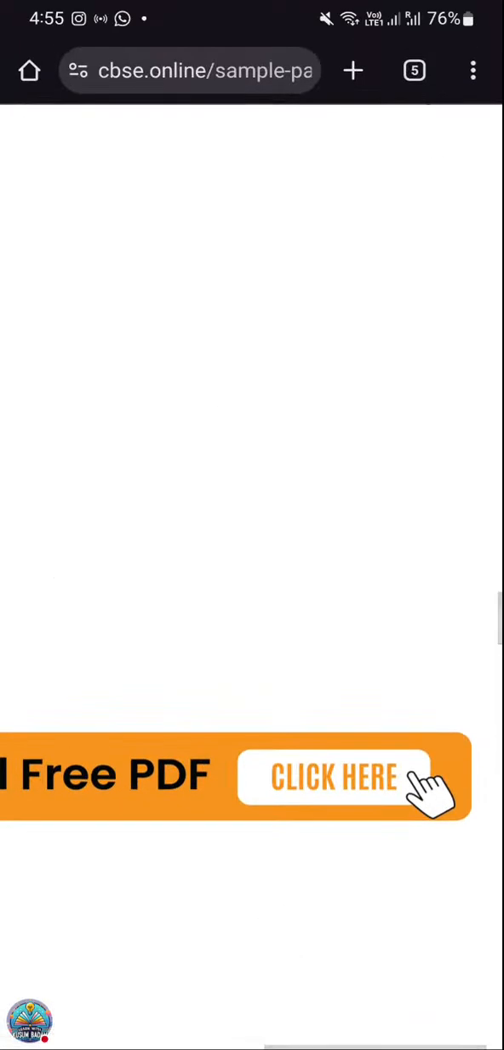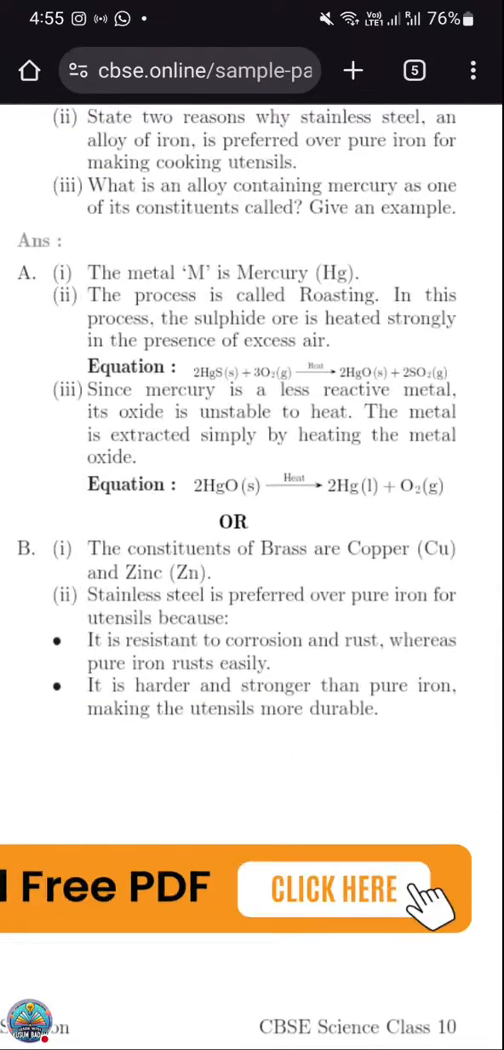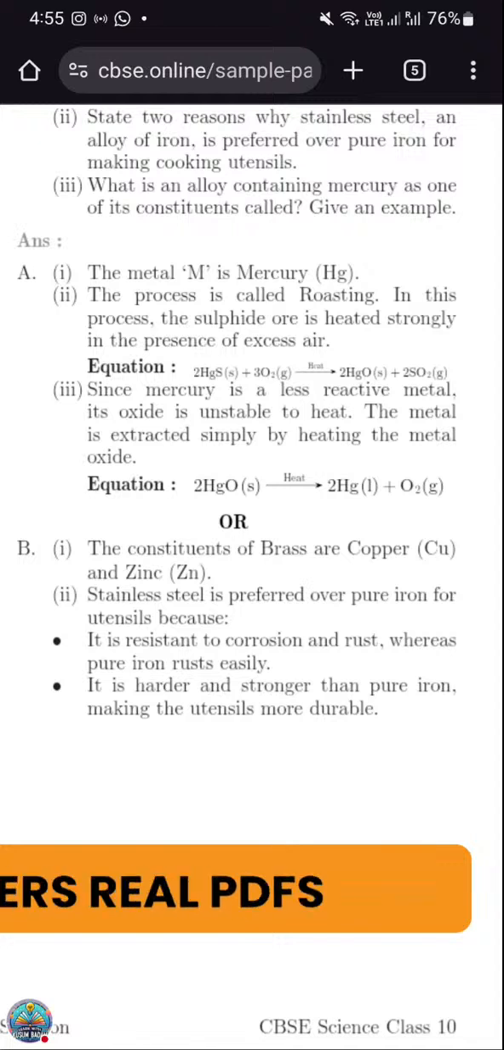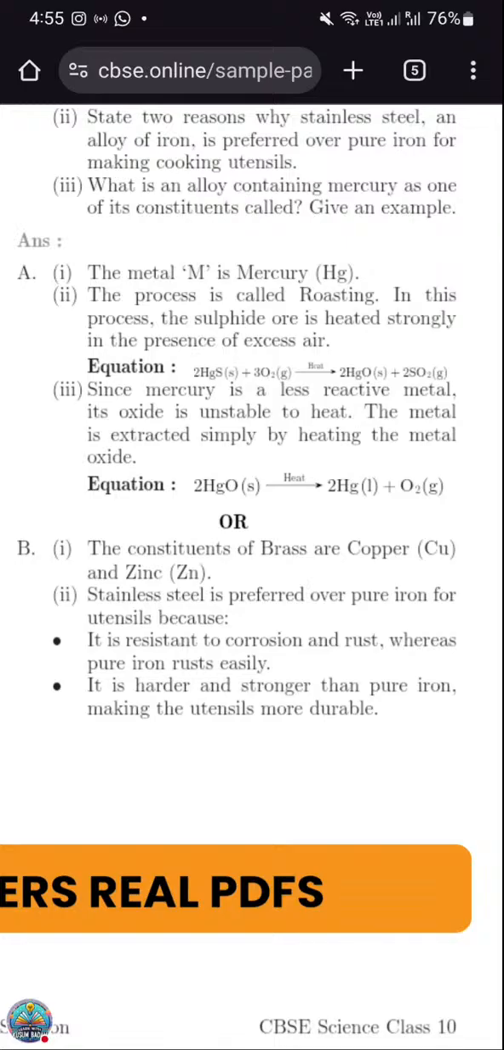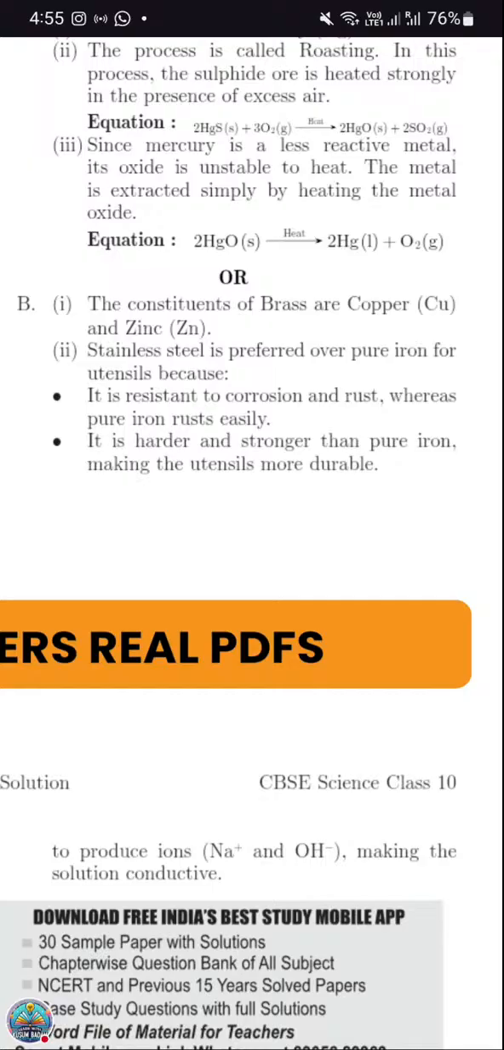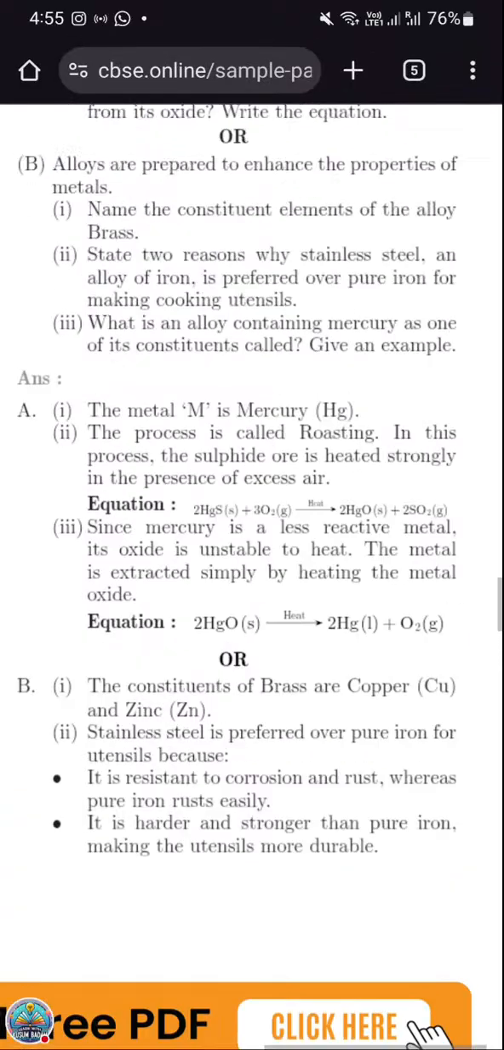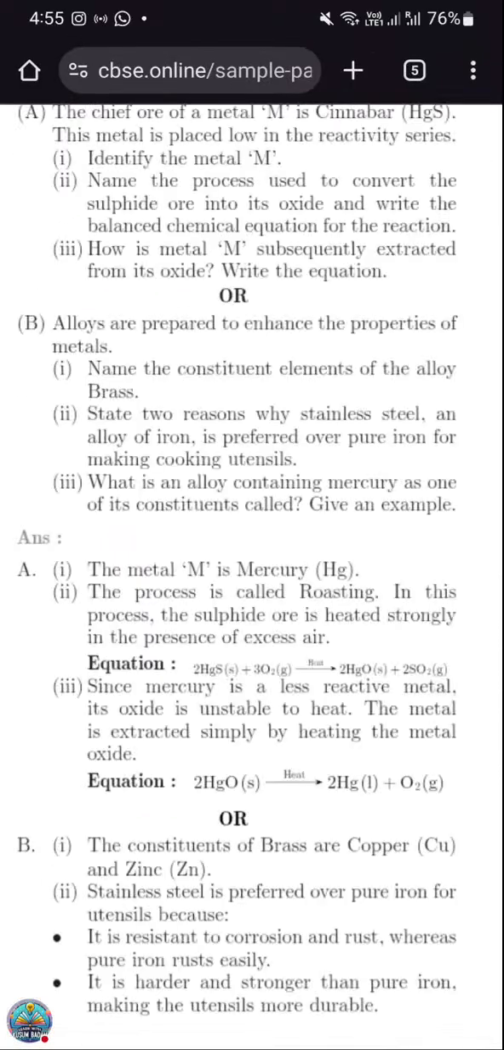Last question: what is an alloy containing mercury as one of its constituents? Amalgam. If you remember, amalgam is the alloy where mercury is one of the constituents. And give an example. The answer is not given, I think.